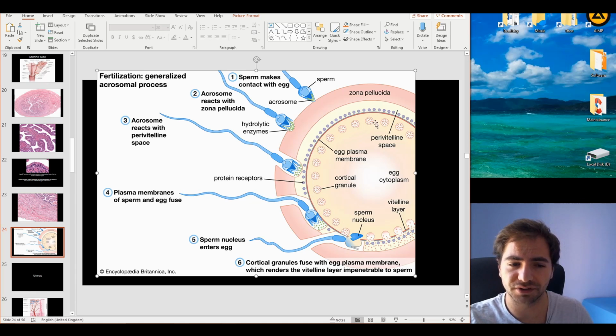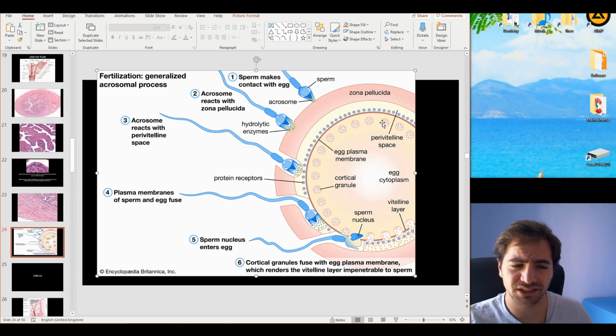These cortical granules are in fact products of the oocytes that, as you can see in the picture, are always located nearby the plasma membrane, and they are exocytosed the moment the sperm nucleus penetrates the oocyte. This prevents polyspermy, preventing more sperm from invading the egg cytoplasm with their nucleus. So these are the basic features of the fertilization process, and this usually takes place in the uterine tube.